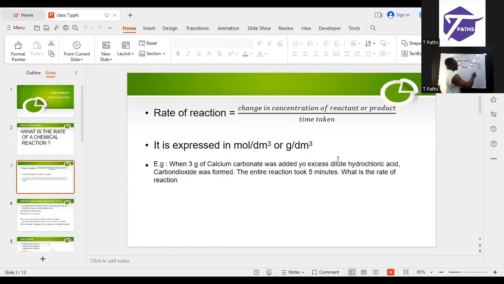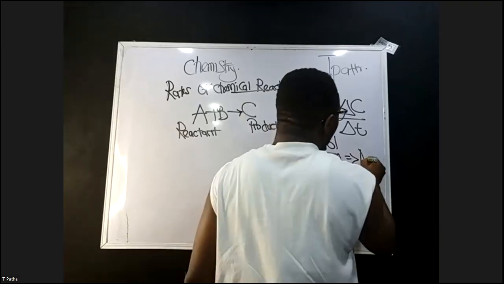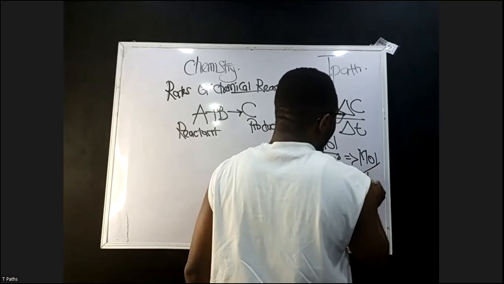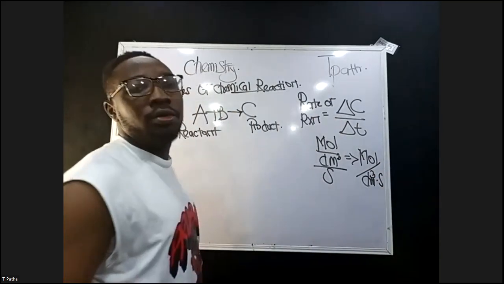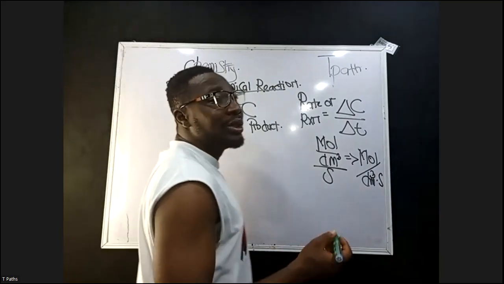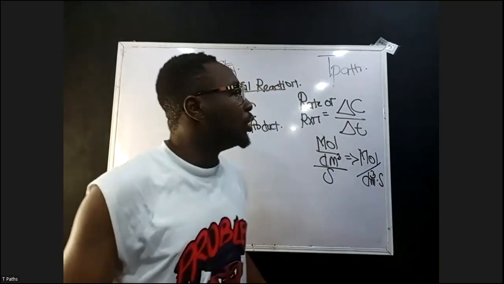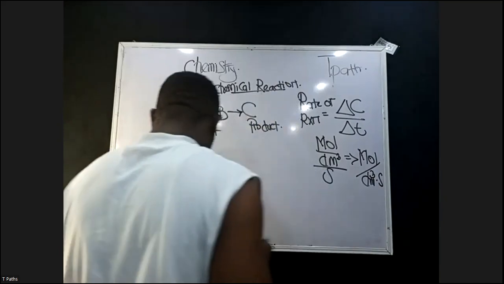Now, it can be expressed. You recall that concentration is measured in moles per dm cube, while time is measured in seconds. So the unit can be mole per dm cube per second. This is the unit. Sometimes you can be asked the unit in an exam, so you need to know the unit of the rate of a reaction.